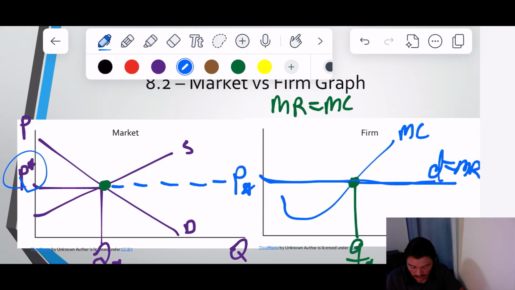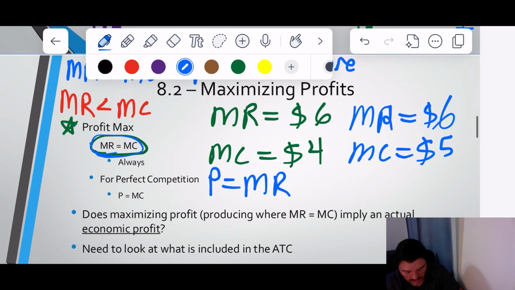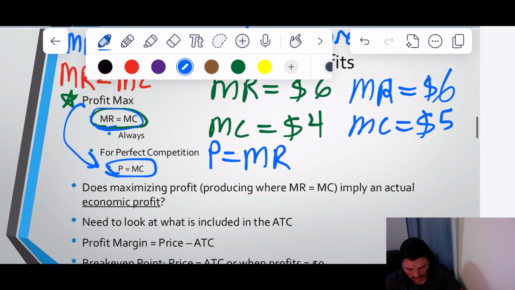Their price is their marginal revenue. So what we could say for perfect competition in terms of profit maximization is we just need to look at whatever price you're selling at, what's the marginal cost there as well, okay? So does maximizing profit actually mean an economic profit?